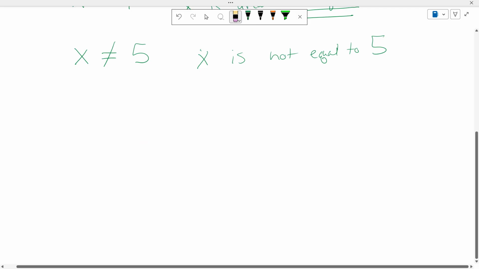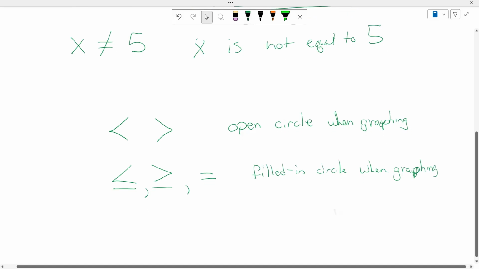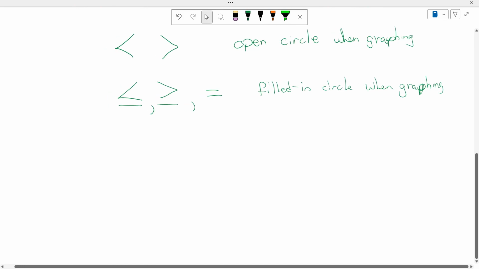Nope, because that's not an inequality. That's an equal to. So when you have less than or greater than, you use an open circle when you graph. Isn't an open circle just an O? Yep. If you have less than or equal to, greater than or equal to, or equal to, it's a filled-in circle. Okay? So, an open circle, filled-in circle.